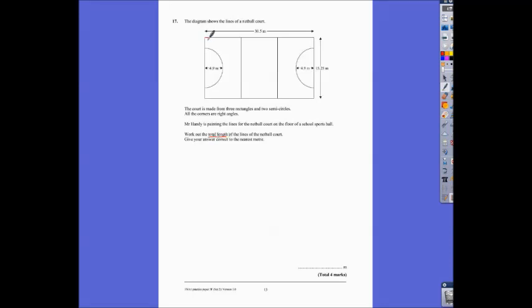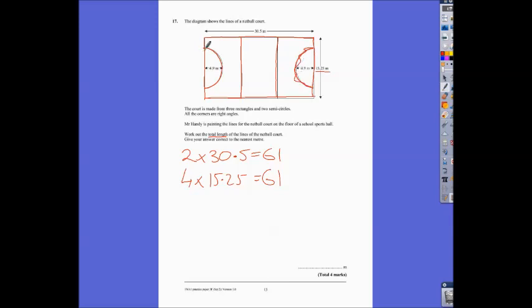Now, the netball court is made up of 2 lines that are 30.5 metres long. So 2 times 30.5 is 61 metres. We've also got 1, 2, 3, 4 lines that are all 15.25. So we want 4 lots of 15.25, and again that is 61 metres worth of line. We've then got these 2 semicircles. Now these 2 semicircles, if we put them together, so if I put this one over here, it would make a full circle. And the diameter of that would be 4.9 plus 4.9, which is 9.8.